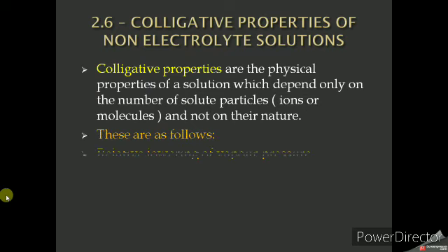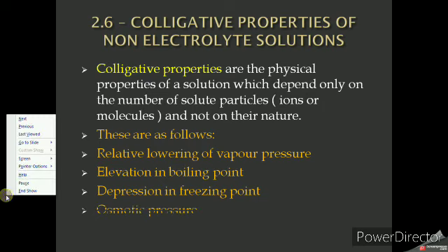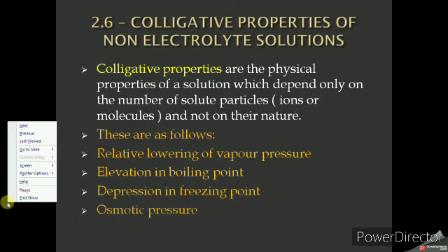And which are these different properties? Let us discuss one by one. First is relative lowering of vapor pressure. Second is elevation in boiling point. Third is depression in freezing point. And fourth one is the osmotic pressure. So we have to discuss all these properties one by one. Let us discuss the first one, relative lowering of vapor pressure.